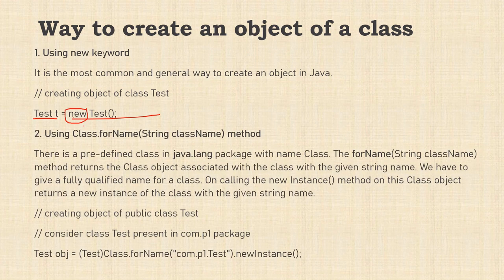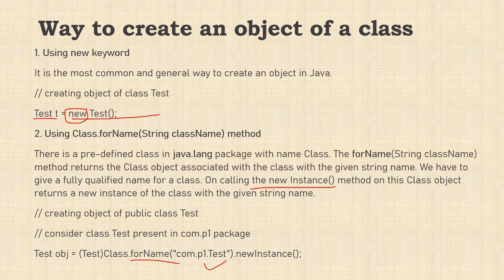And second, using Class.forName. With the help of Class.forName, you can also create an object. There is a predefined class in the java.lang package with the name Class. The forName method returns the class object associated with the class with the given string name. We have to give a fully qualified name for a class, and then call the newInstance method on this class object. So we have to do Class.forName.